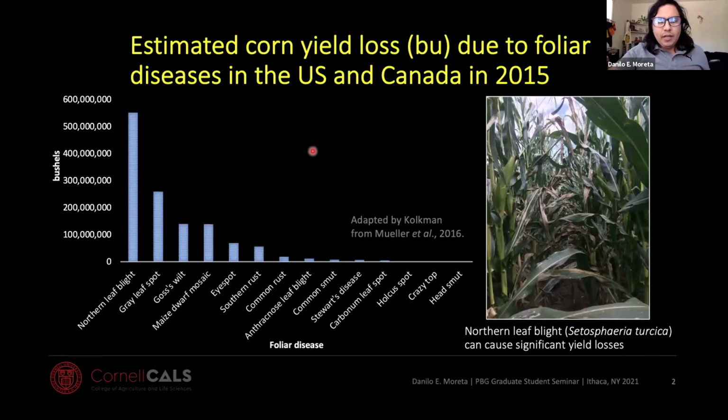Some foliar diseases can have a negative impact on maize yield. For example, northern leaf blight caused by the foliar pathogen Setosphaeria turcica is a major endemic foliar disease that can cause serious yield losses in maize growing regions worldwide. In the US and Canada alone, this disease was responsible for roughly 14 million ton losses in 2015. So this information highlights the importance of resistance breeding to minimize the negative impact of this disease.